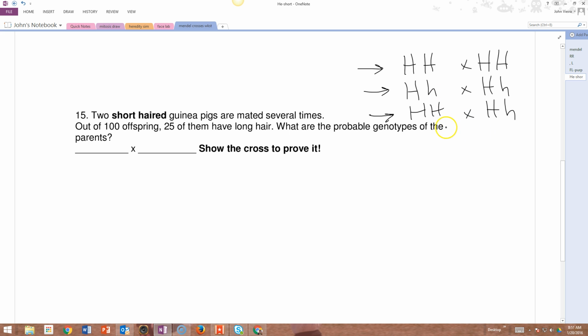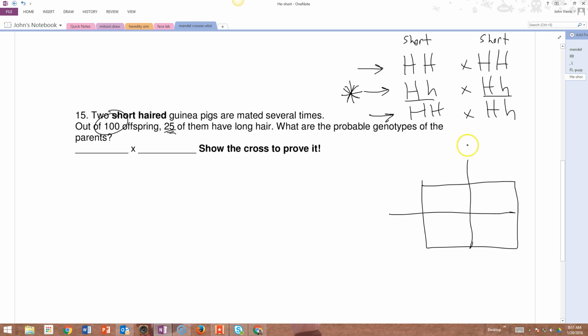It doesn't matter. Those three crosses are all a short-haired with a short-haired. So which would give you, out of 100 offspring, 25 of them would be long hair? You could do all three Punnett squares to figure out that 25% would have long hair. Or if you remember this one right here, we've already done enough of these to know that when they're both heterozygous, you're going to get that 3-to-1 ratio. So I don't need to do all three Punnett squares. Hopefully by now you can start to pick up the patterns.